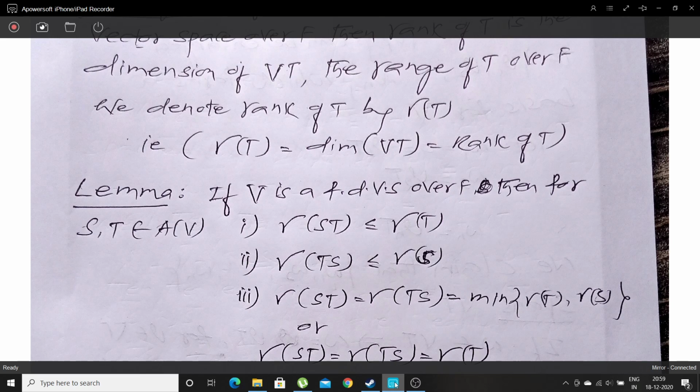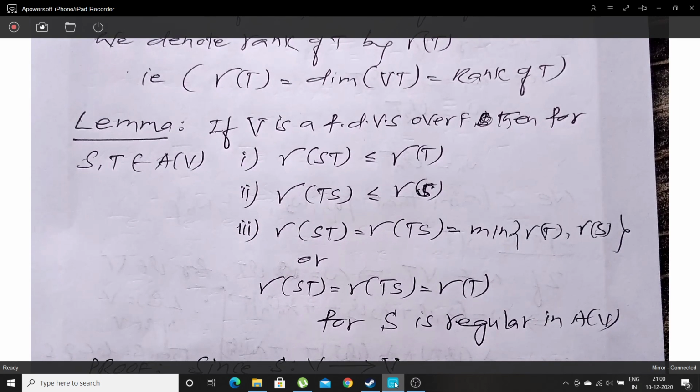And the third condition: gamma of ST is equal to gamma of TS. That means rank of ST is equal to rank of TS. This is equal to the minimum of rank of T and rank of S. In other words, rank of ST is equal to rank of TS, and it is equal to rank of T. This is possible only when S is regular. Regular means invertible, that you know.